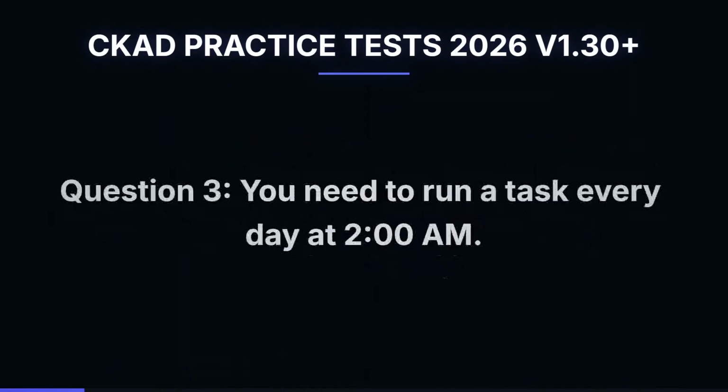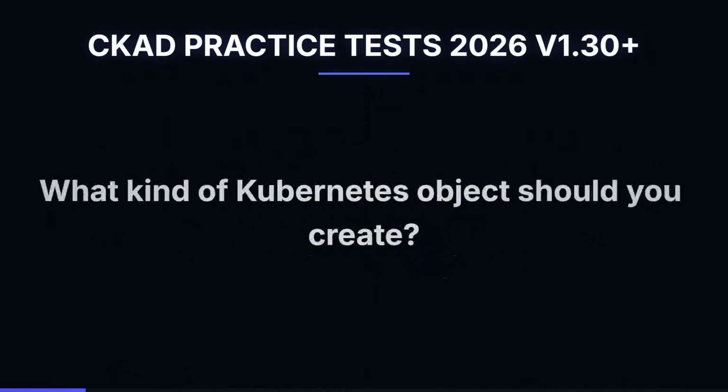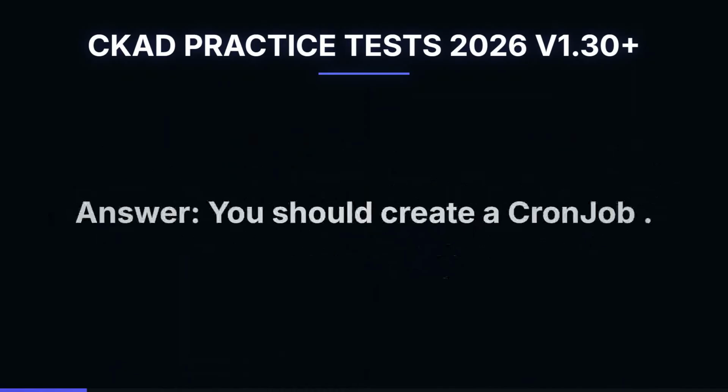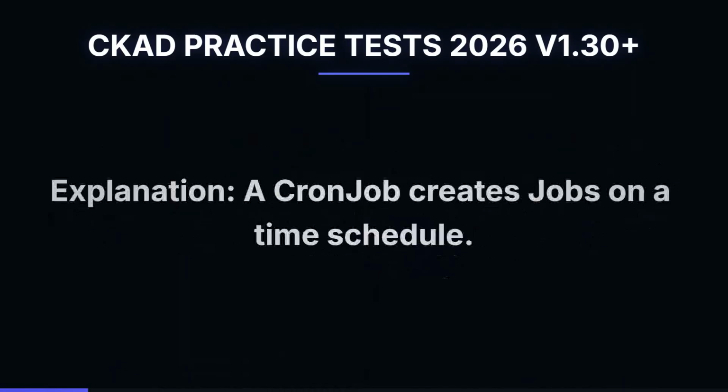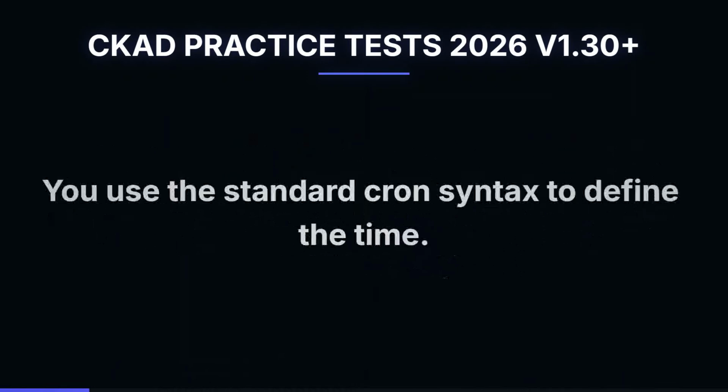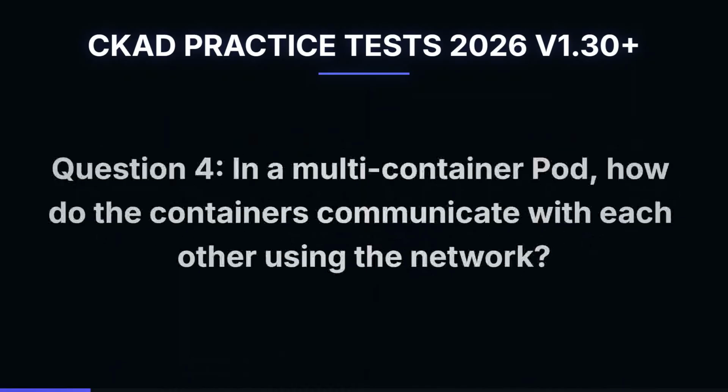Question 3. You need to run a task every day at 2 a.m. What kind of Kubernetes object should you create? Answer: you should create a cron job. Explanation: a cron job creates jobs on a time schedule. You use the standard cron syntax to define the time.